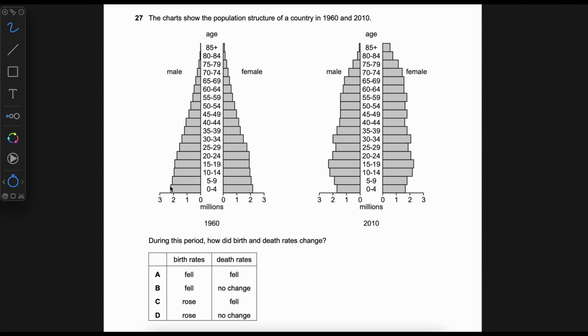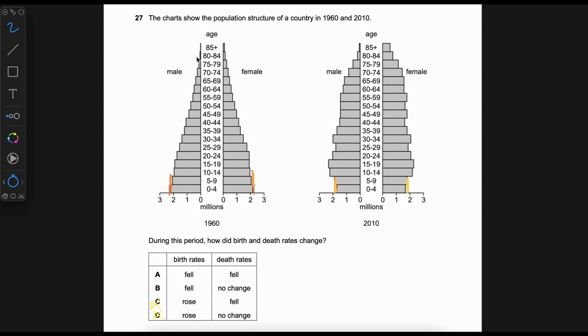Okay, well, we're going to compare the youth. Okay, let's compare a little bit more. So in 1960 compared to 2010, we can see that in 1960 there were a lot more children than in 2010. So over this period, we can determine that birth rates fell, because there are less children in 2010. So we can immediately eliminate C and D.